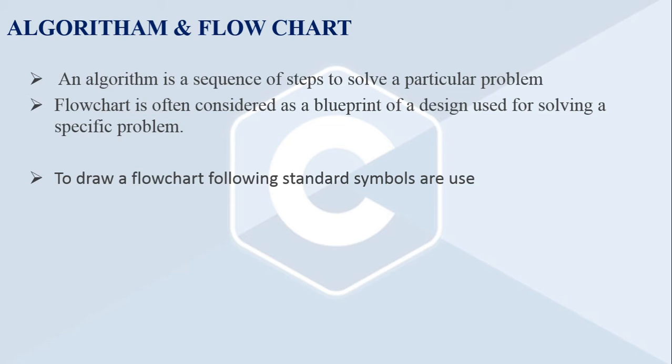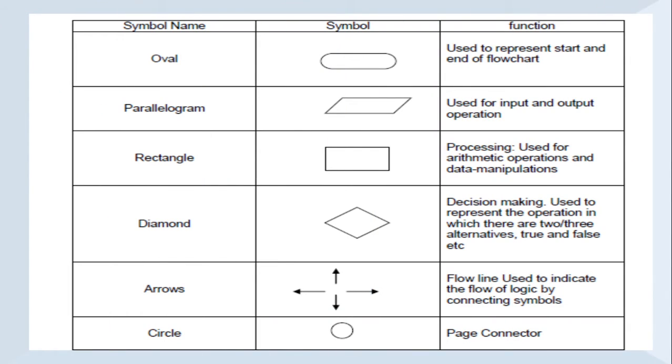That means algorithm and flowchart represent the steps required to solve a problem as a sequence, one after another. In an algorithm the steps are represented as different statements, and in a flowchart the steps are represented as a picture using certain notations. So to draw a flowchart, we must understand certain symbols. These are some of the symbols used for drawing a flowchart. These symbols have their own unique meaning.